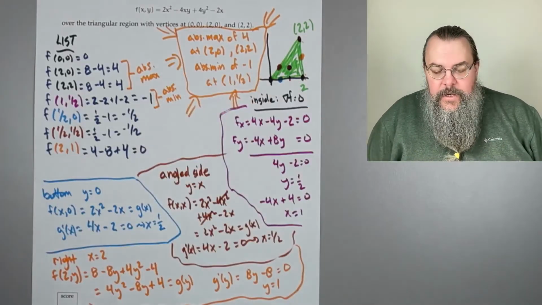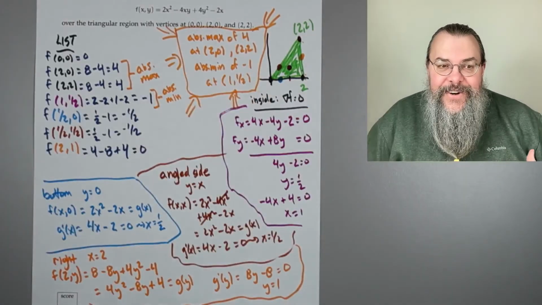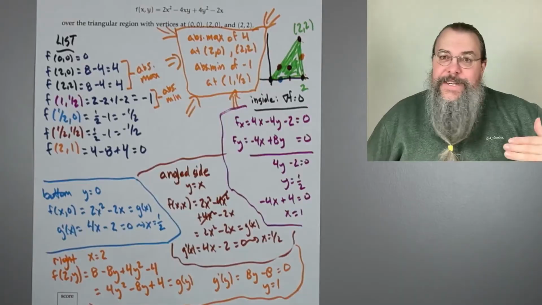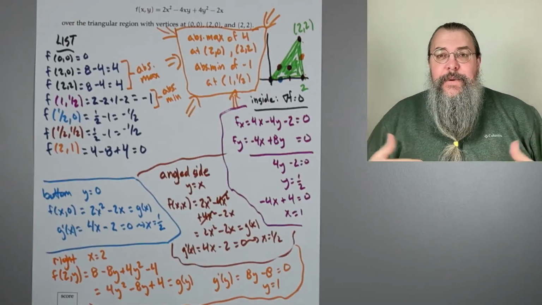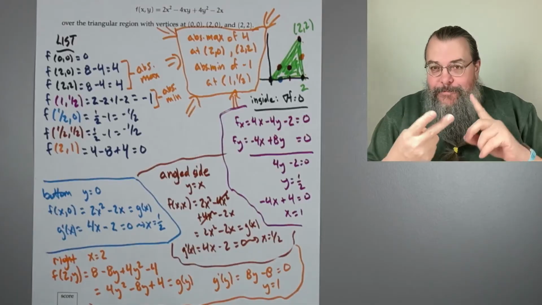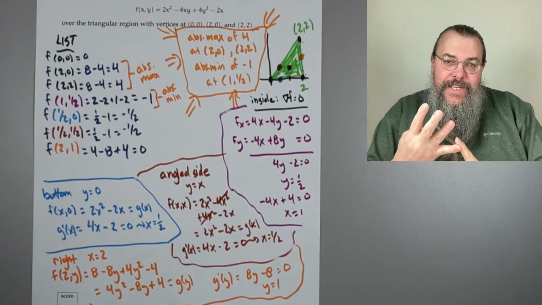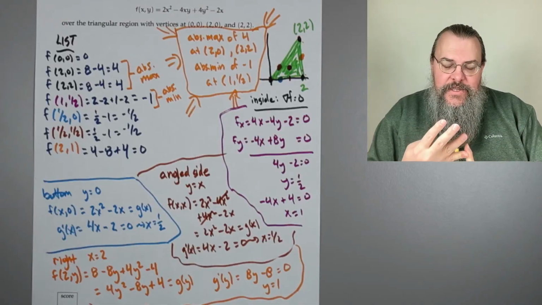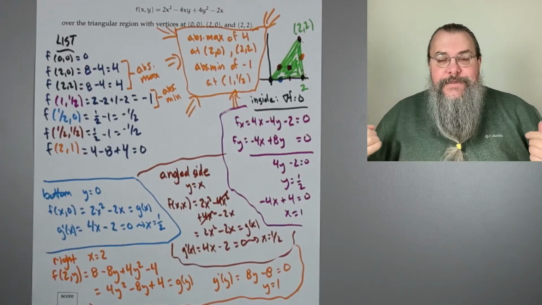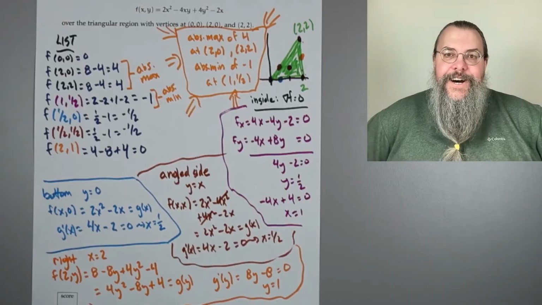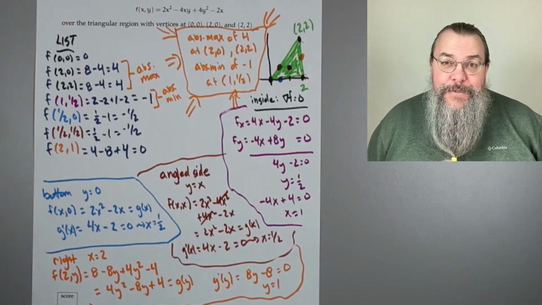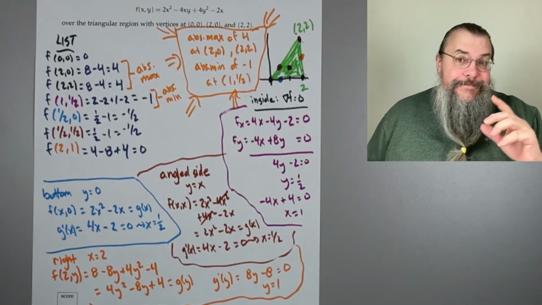All right, well, there we go. Okay, so this is always an interesting one, but the process is not so bad. Make a list: corners, edges, inside. Make sure you account for all those things on your list, plug in the points, and read off max and mins. So there we go. What a fun problem, but let's keep going.